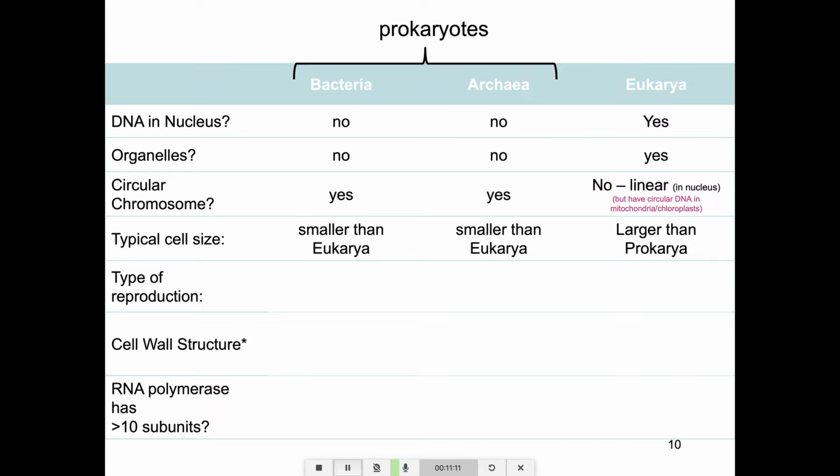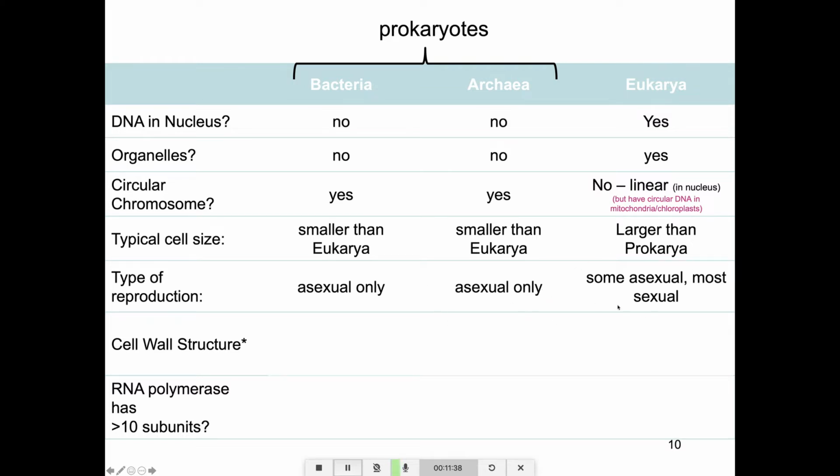How about types of reproduction? So your choices for this are asexual reproduction or sexual reproduction. What do you think for bacteria, archaea, and eukaryotes in terms of the types of reproduction they're capable of? Okay, so bacteria can only reproduce asexually. Same with archaea, they can only reproduce asexually.